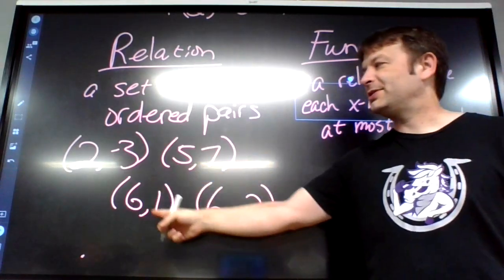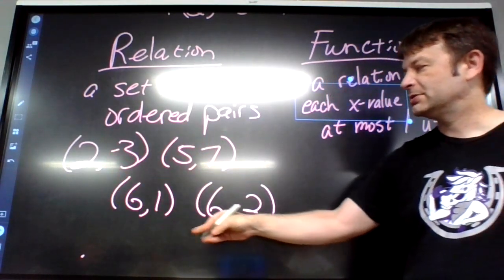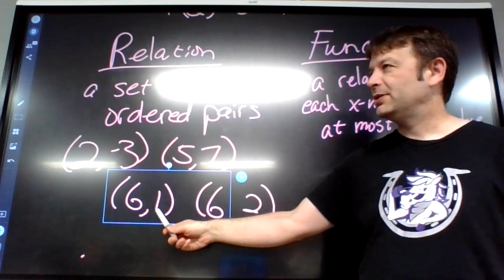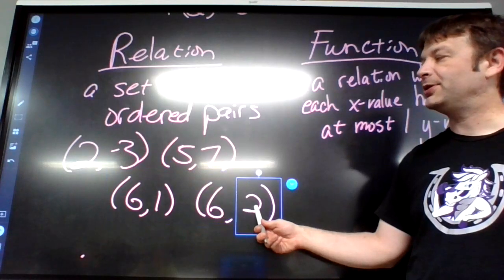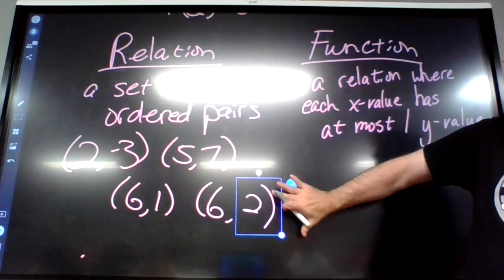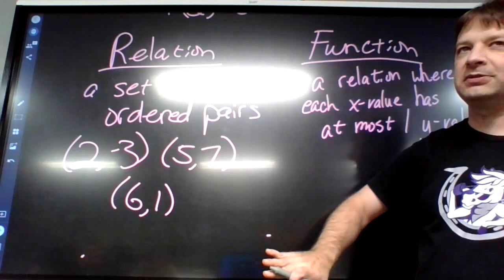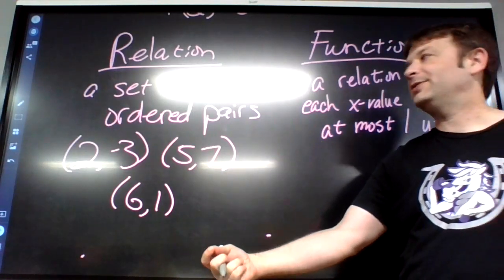Okay, this is not a function. Why is it not a function? Because the x value of 6 is getting paired with 2 different y values. So that's the no-no. So if I erased one of these, now it is a function. Got it? So each x value can only go to one y value in a function.